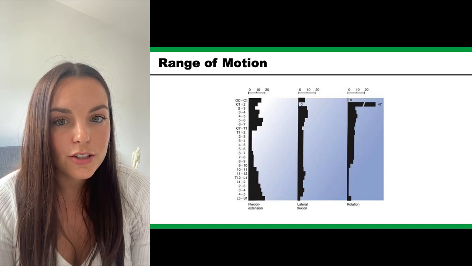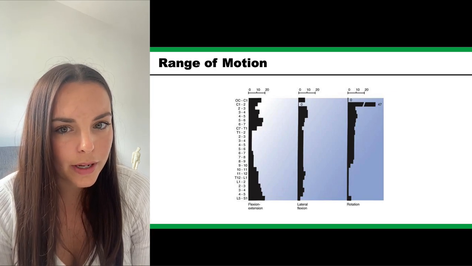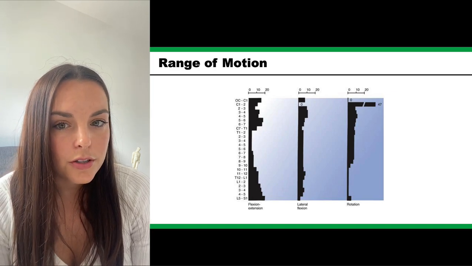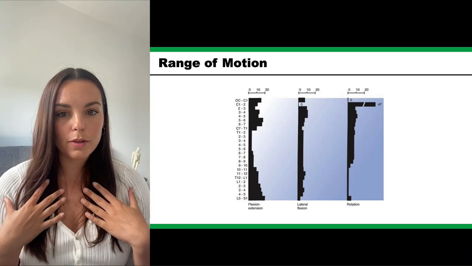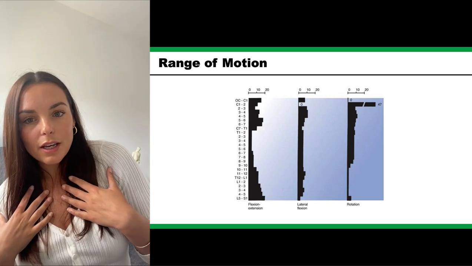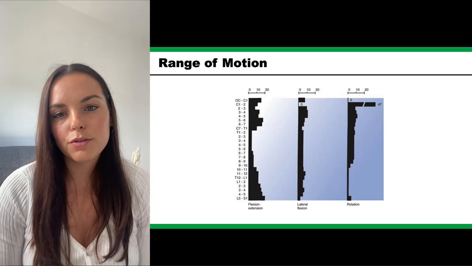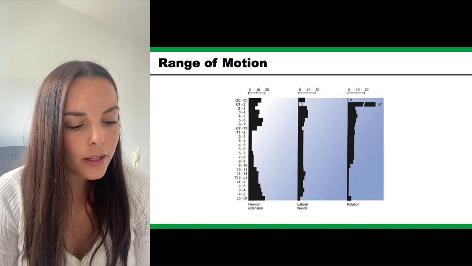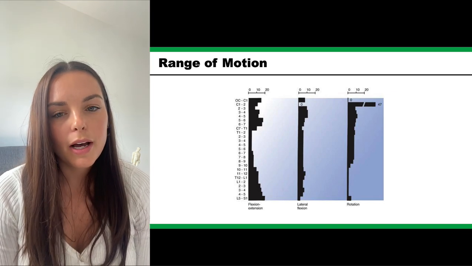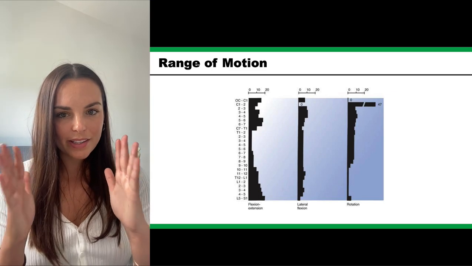So we can see that the thoracic vertebrae is actually not good at all at flexion and extension. Flexion and extension occurs in the sagittal plane. Lateral flexion occurs in the frontal plane. Thoracic facets are in the frontal plane, so we can assume that our thoracic vertebrae is going to get good range through lateral flexion, and it does. And then also rotation.